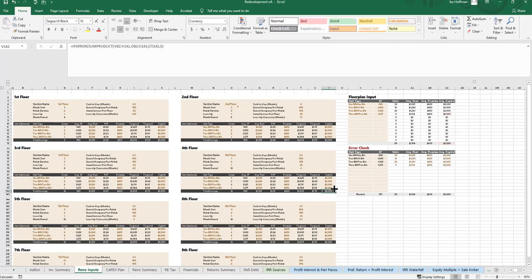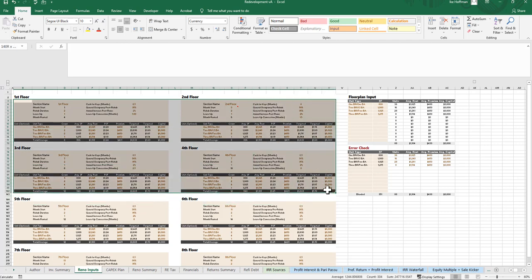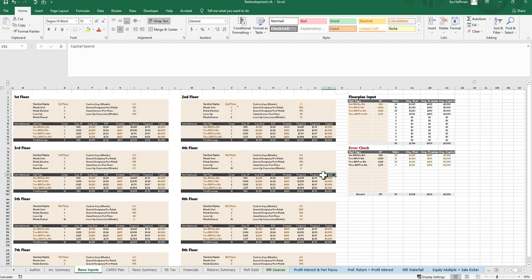Off to the left, I have 8 separate sections where you'll dial in your renovation inputs. 8 just seemed right. It doesn't mean anything. I just wanted to give you, the user, flexibility for how you want to structure your renovation program. Most properties that I work on, I use at max 4. I think that's sufficient, but I wanted to leave 8 just in case for the ultimate flexibility.